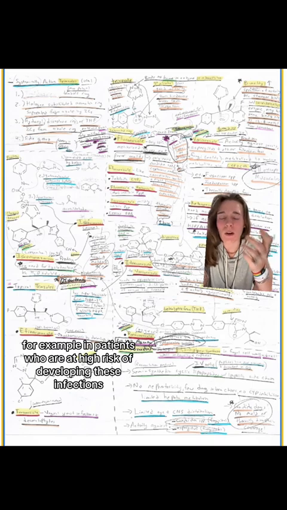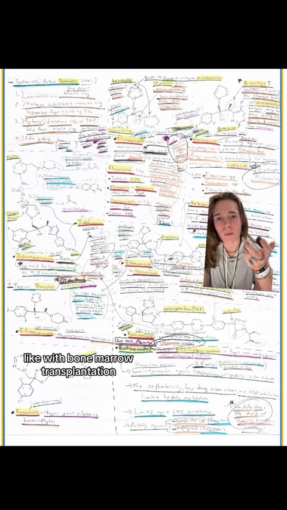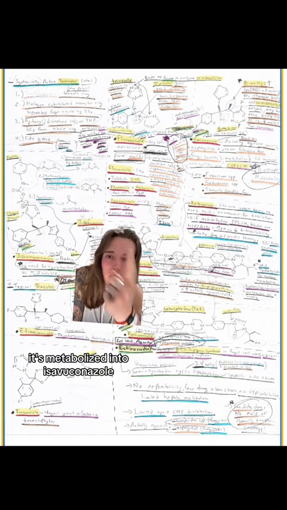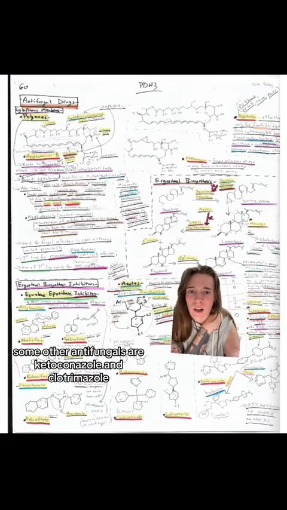For example, in patients who are at high risk of developing these infections, like those who are severely immunocompromised, like with bone marrow transplantation. Isavuconazonium is another broad-spectrum antifungal. It's metabolized into isavuconazole. We see it has a thiazole ring. Some other antifungals are ketoconazole and clotrimazole.